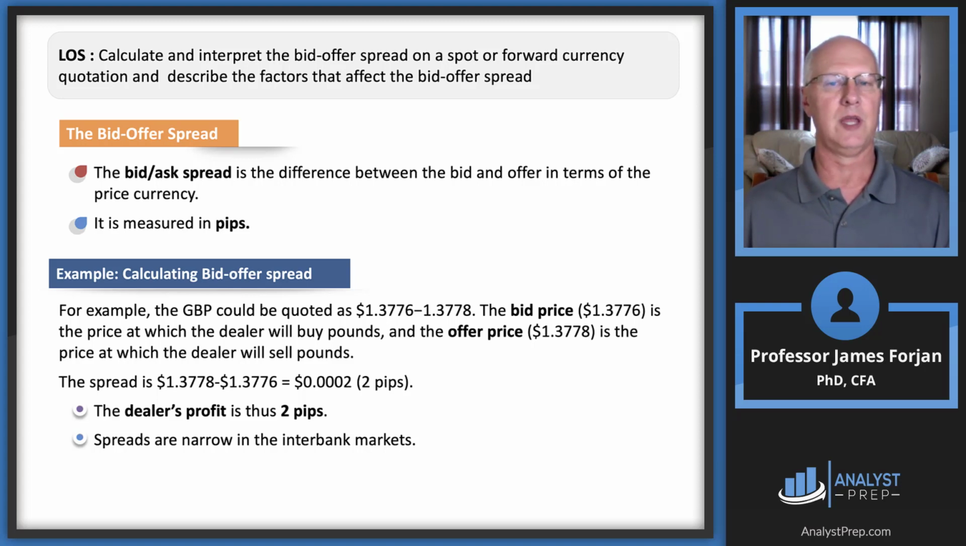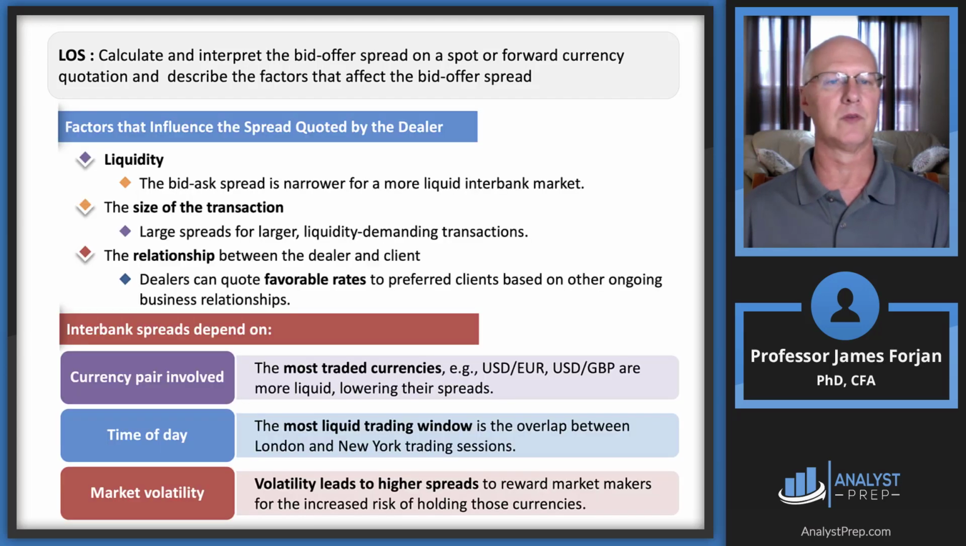And these are measured in percentage or in points. So there's just a quick example at the bottom. If we're looking at the US dollar and the Great British Pound, then we've got, what is that, 3776 and 3778. So if you subtract those two, you get 2 pips. Look at that last circle point. That's important there. Spreads are more narrow in the interbank markets.